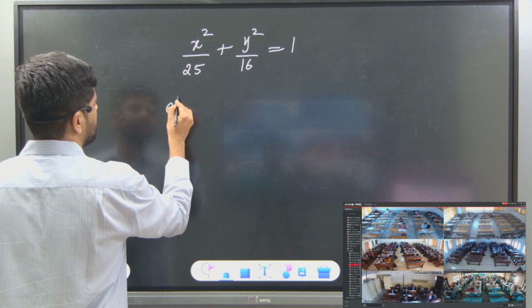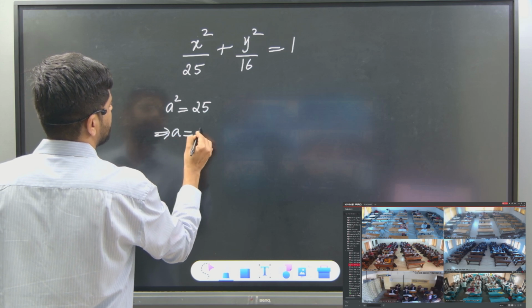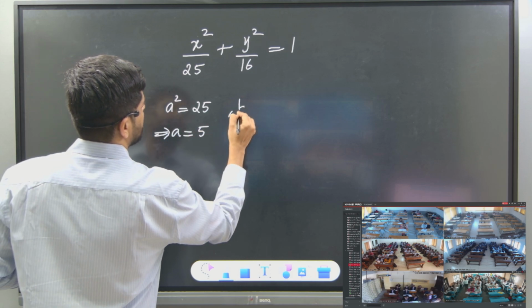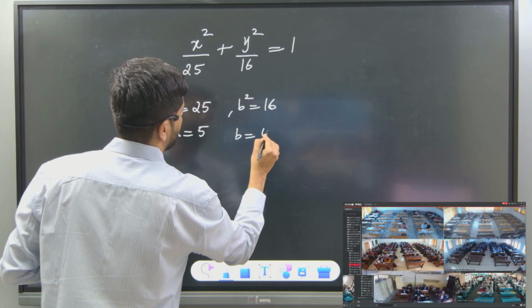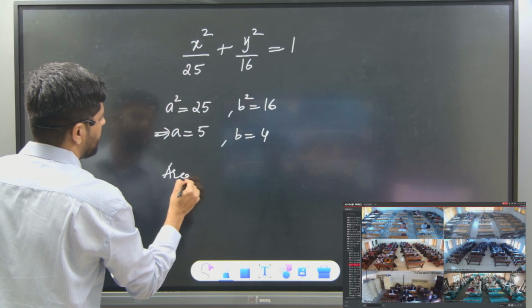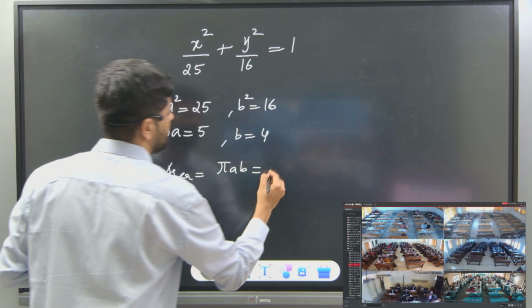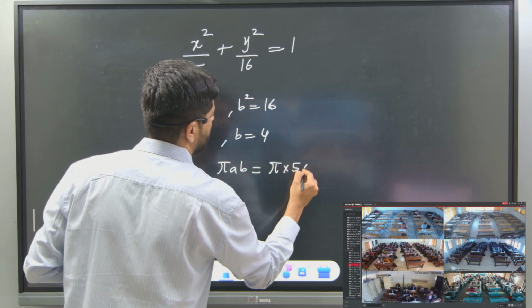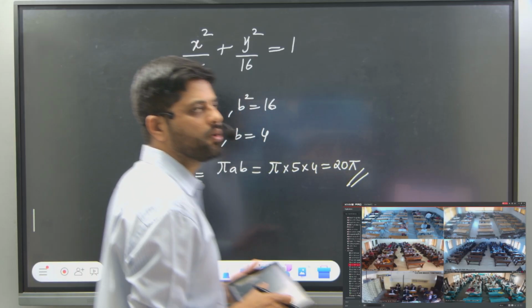So how much is A? A square is 25. What happens to A? A is 5. B square is 16. B will be 4. What will be the area as discussed? Pi AB. So it will be pi into 5 into 4. It is going to be equal to 20 pi.